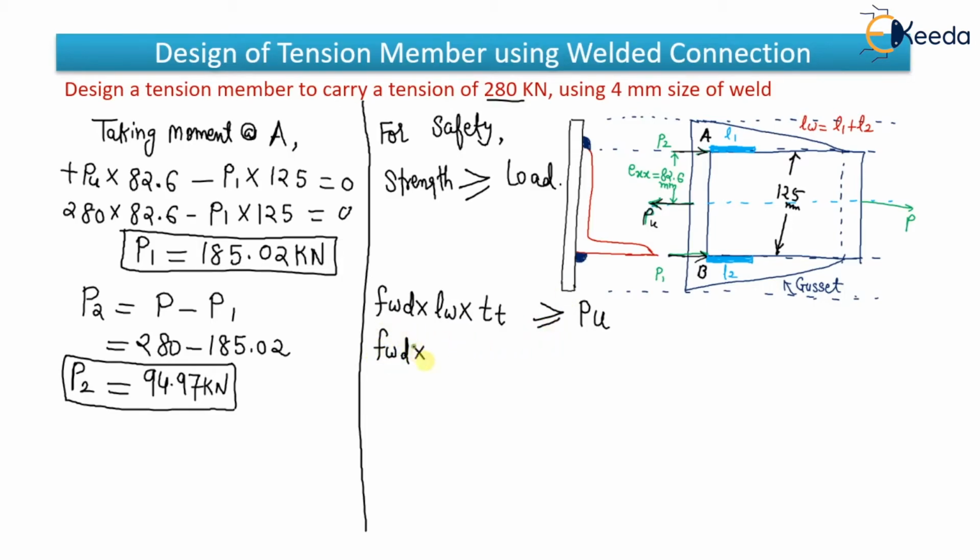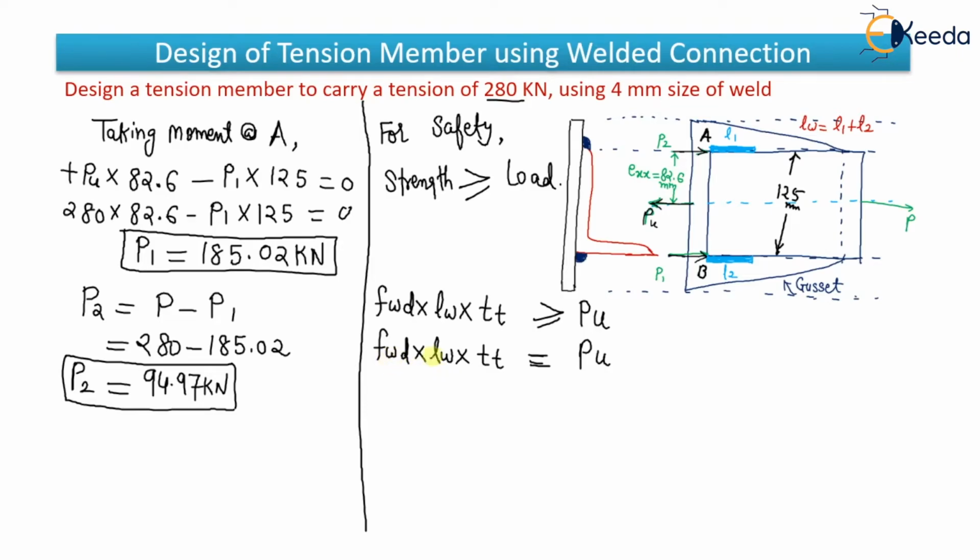So can I write like this? The equation will be FWD into LW into TT equal to PU. If it is not greater than, at least it should be equal to the load. It means if your strength is 280 and your load is 280, at least it will be capable. But if it is less than that, then it will not be safe. If it is more than that, it is okay. So I'll use this equation.